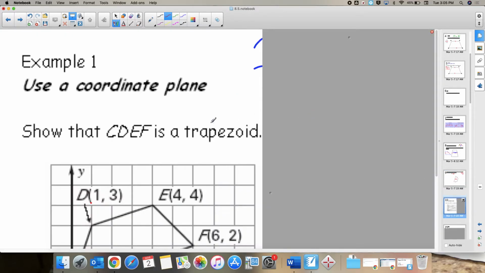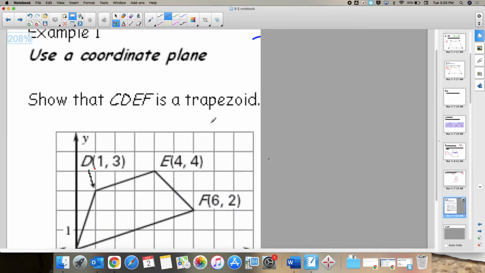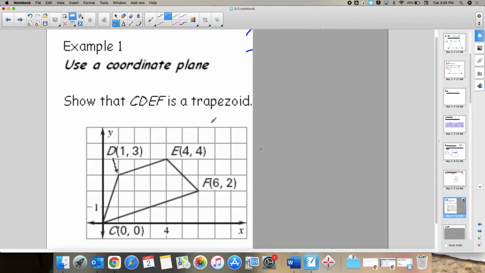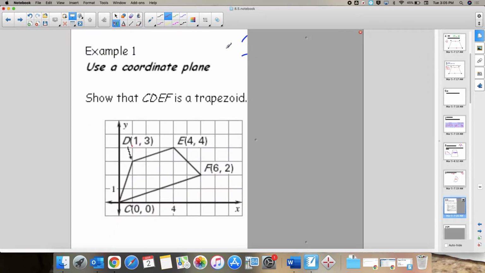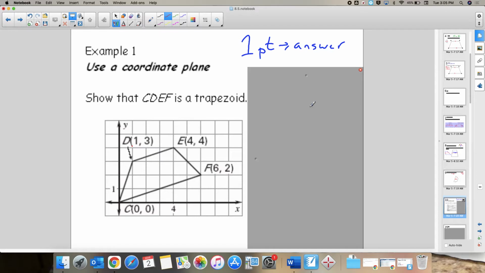Okay, let's take a look at example 1, to show that CDEF is a trapezoid. On your chapter test, you're going to have a problem that asks you to show what shape it is. You will get 1 point for your answer. In this case, they already told you what your answer is. What shape is it? It's a trapezoid.